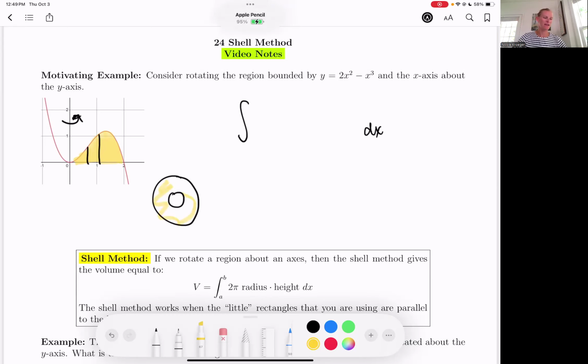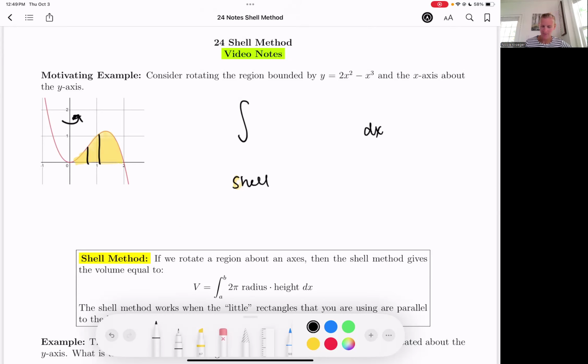Instead, I'm going to get something that looks like the shell of a cylinder. It's going to kind of be tall and long and have very little width or essentially no width to it. So this is what I'm going to get instead of a washer. We call this a cylindrical shell and usually just abbreviate it by a shell. So we're going to get a cylindrical shell instead of a washer.